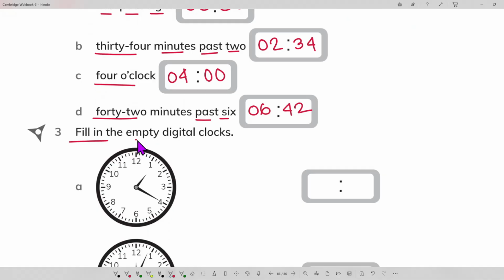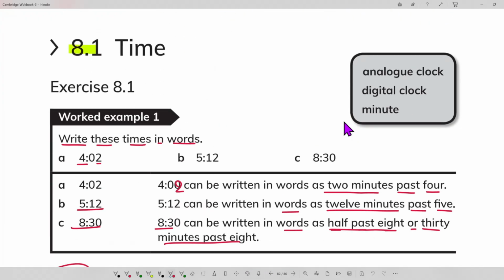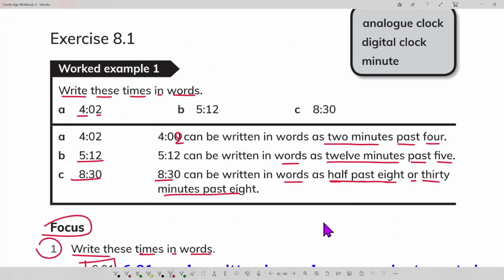Fill in the empty digital clock. Here the hour hand is on 1 and the minute hand is on 4. It means 4 times 5 equals 20. It means 20 minutes past 1. It means 1:20. This one we can say like 20 minutes past 1.